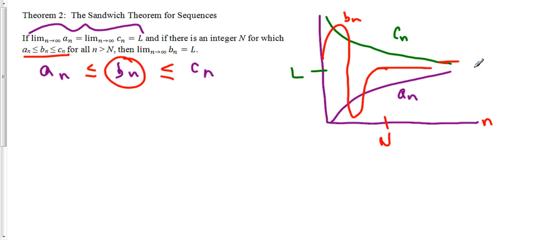Now, the tricky part is if you have an expression for b_n, figuring out an expression for something that's going to be smaller than every term and something that's going to be bigger than every term if we go out to large values of n. And we will do a couple of examples about that.